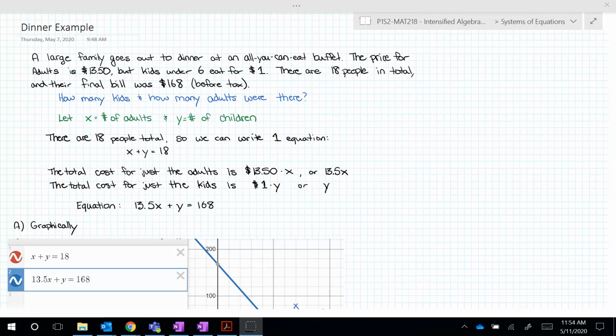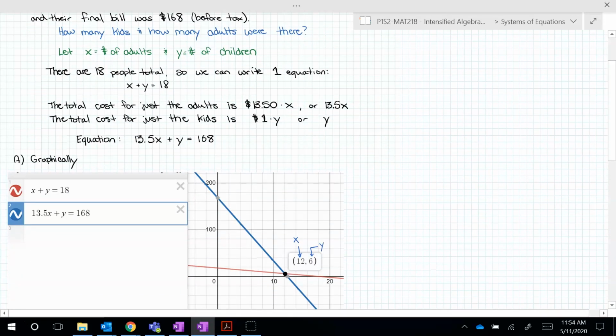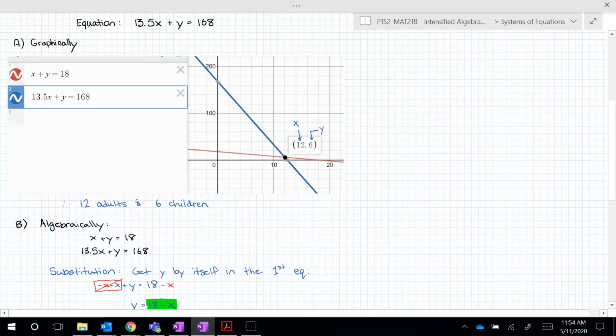And we set up a system of equations here. If x is the number of adults and y is the number of children, there are 18 people total. When I add up the adults and children, that gives me 18. And when I add up the costs of each of their meals, each adult is $13.50, so the total cost was 13.5 times however many adults, plus $1 per kid, so just add on the number of kids, and that would give you your total meal. We looked at this graphically, and the only thing that makes both equations true is 12 adults and 6 kids.